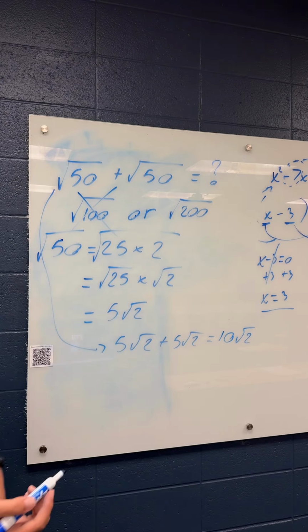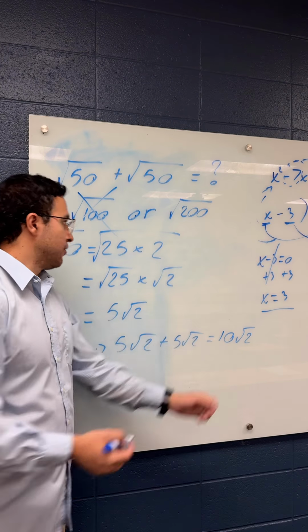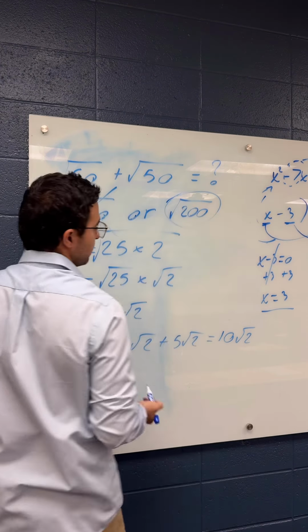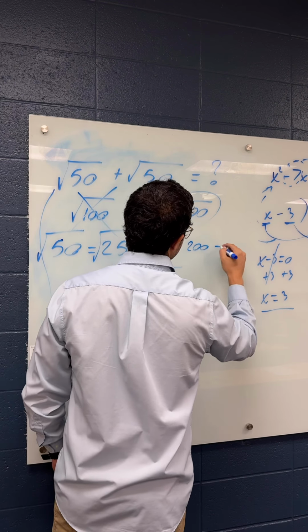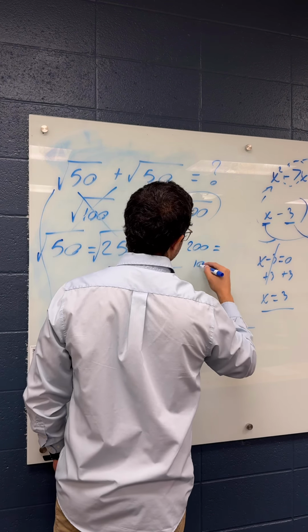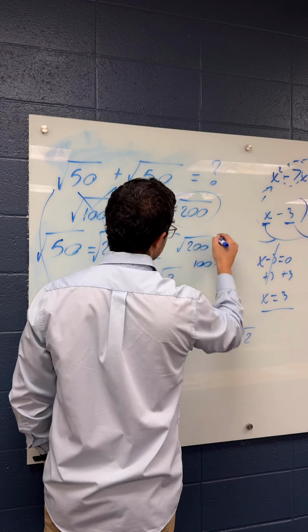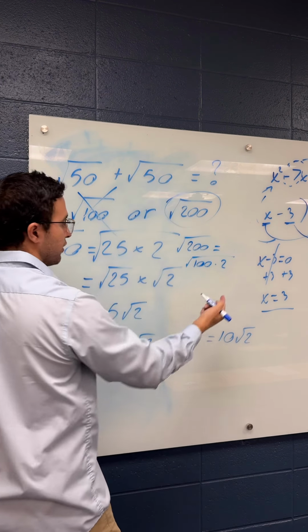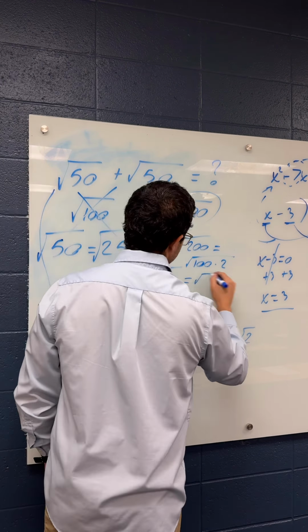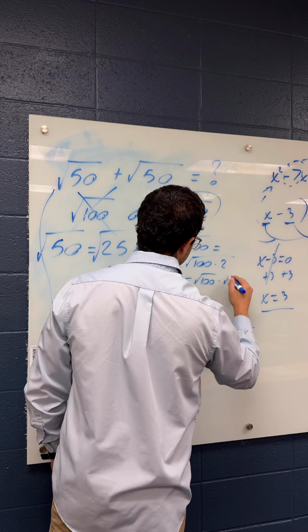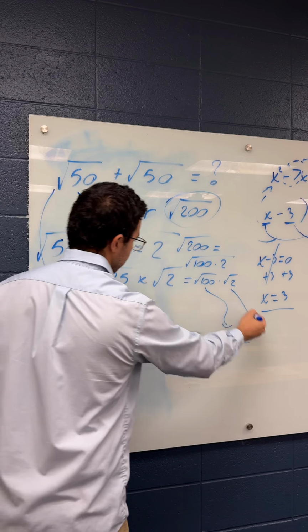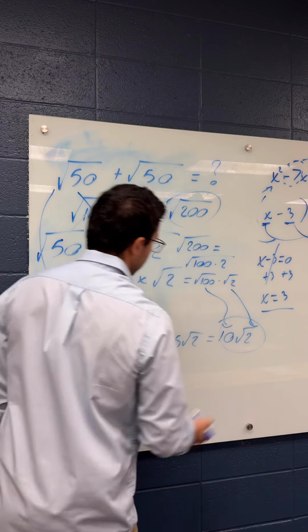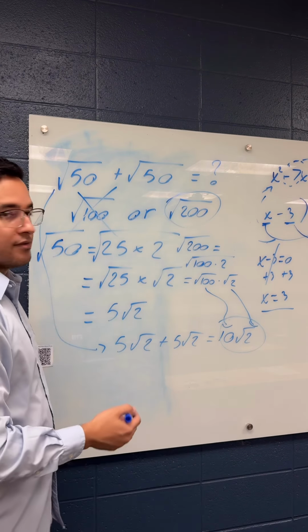Okay, and this is equal to square root of 200 because 200 equals 100 times 2, and so the square root of 200 is equal to the square root of 100 times 2, which again is the square root of 100 times the square root of 2, and the square root of 100 is 10, and the square root of 2 is square root of 2. So this is the right answer. Were you right?